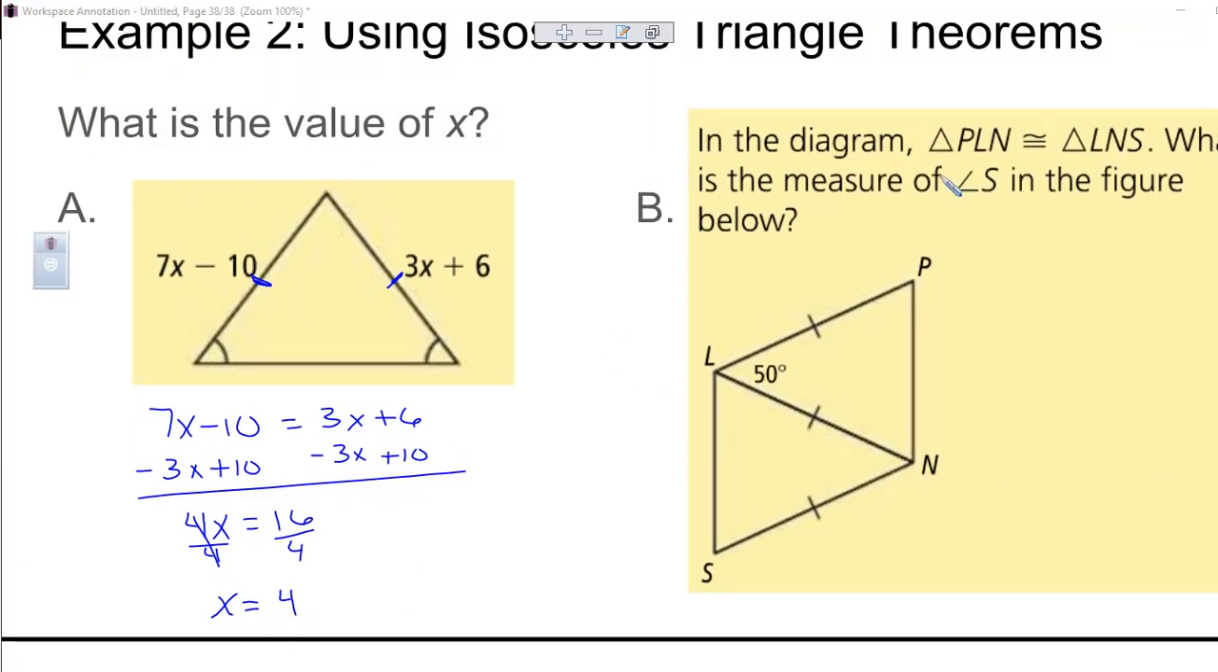All right, so let's look at the next one. In the diagram, triangle PLN is congruent to triangle LNS. What is the measure of angle S in the figure below? So these two triangles are congruent. We have two isosceles triangles. So I want you to figure out how to find the value of angle S. Pause the video, come back and check your answer when you're done. All right, so what we have is two congruent triangles, so therefore our vertex angles for both should be the same. This angle is between our two sides that are congruent, so therefore this is our vertex angle.